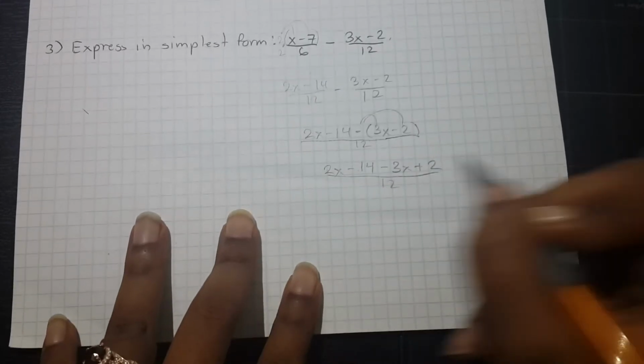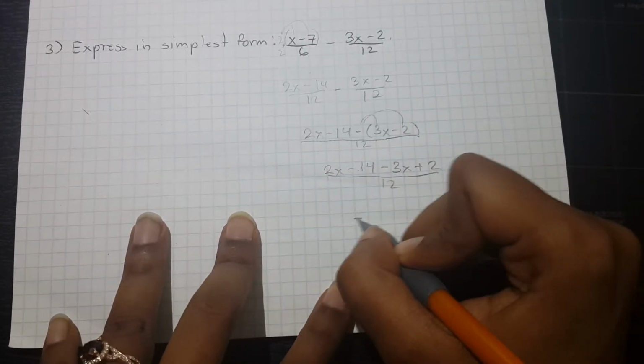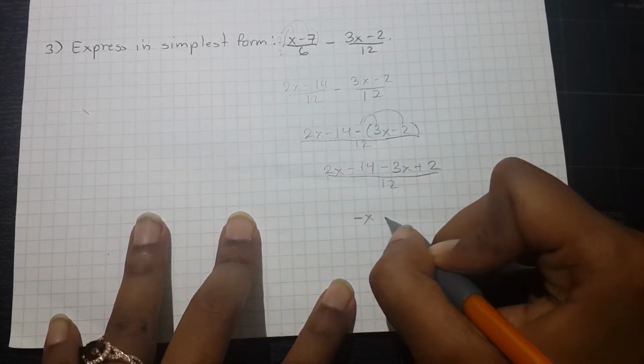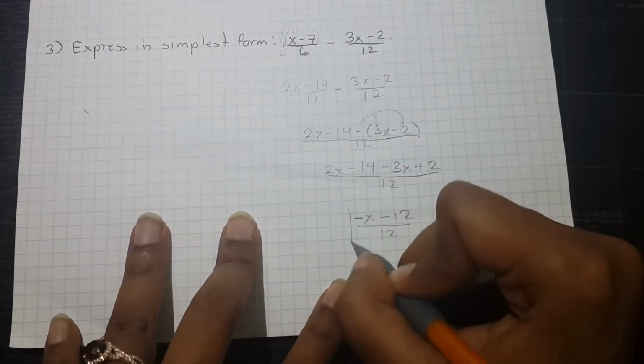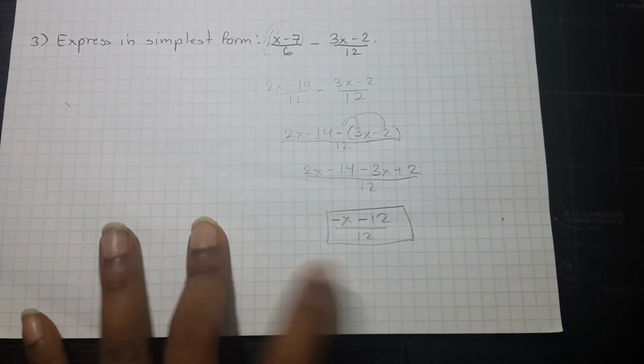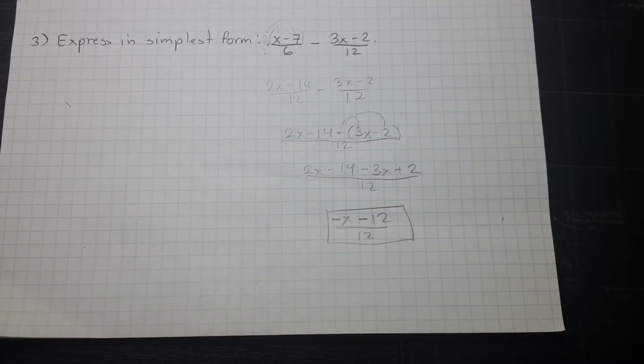And then, of course, you want to combine like terms. So 2x minus 3x, that's going to be negative x. Negative 14 plus 2, that's going to be minus 12/12. And that will be your simplified rational expression. And that's pretty much it.